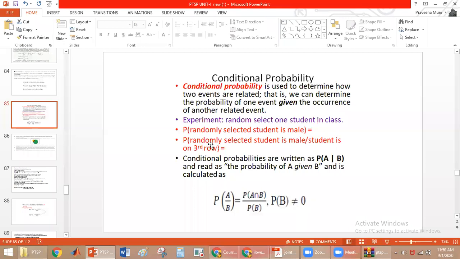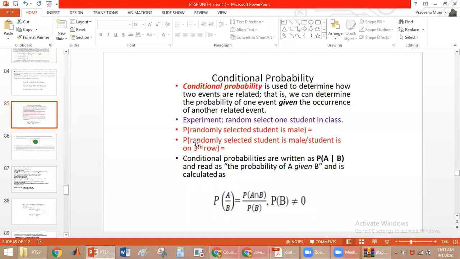Now what happens here is you no need to consider the complete sample space. Now the sample space will shrink to the third row only. Whereas in the previous case, the probability of a randomly selected student being male is the number of male students divided by the total class strength. That gives you the probability of selecting a male student.